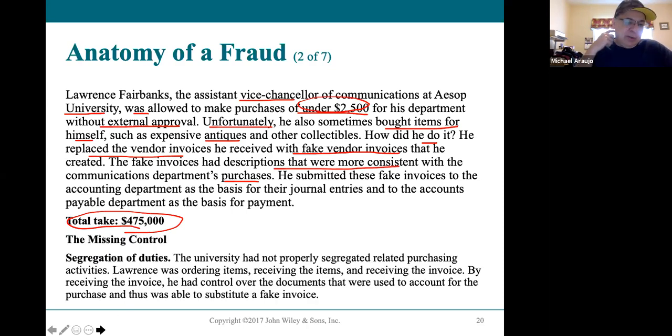What was the missing control here? Well, for the university, it was segregation of duty. The university did not segregate the related duties of purchasing. This guy could order them, he could receive them, including the invoice. He had too much control over everything. That's why it needed to be segregated. And thus he was able to create the fake invoice, submit it, and get paid.